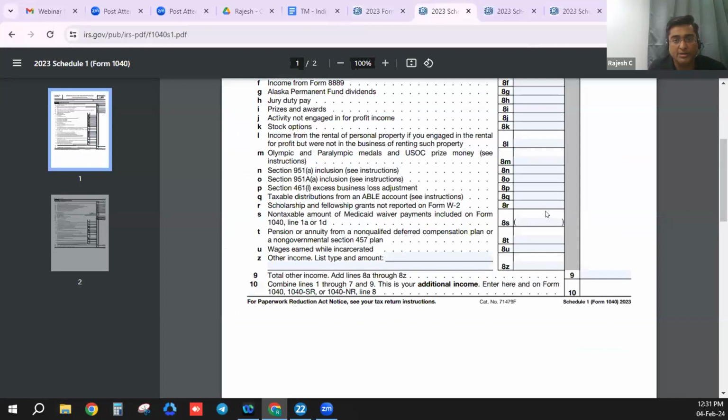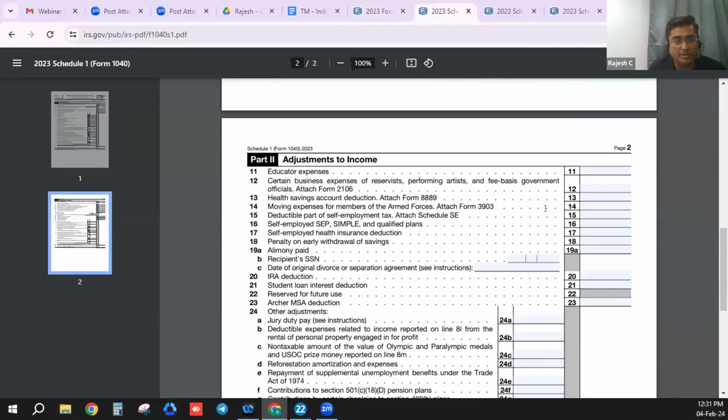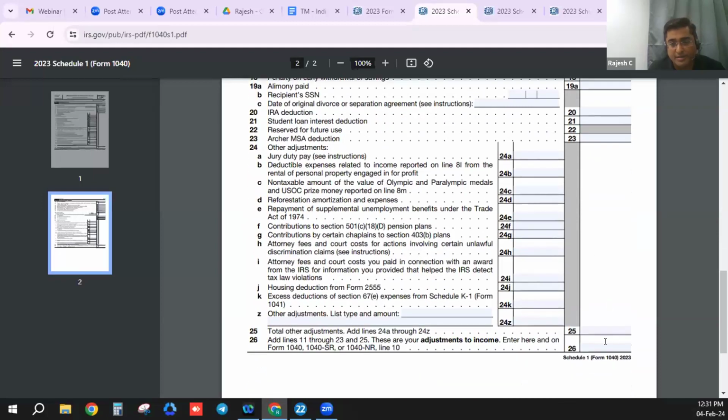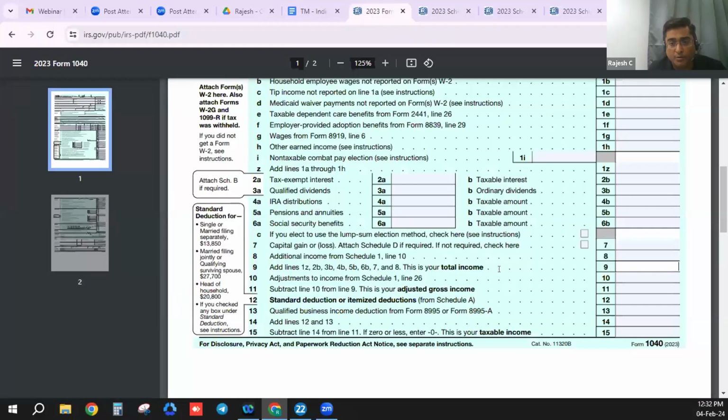You will see the additional income on page number 2, Schedule 1, Part 2, where you will get the adjustment to income. Whatever expense you incurred, like educator expense, moving expense, health savings accounts, you will get different deductions. These are also called the adjustment to income. After adjustment to income, it will flow into line number 10, and it's called the adjusted gross income. So there is a difference between total income and adjusted gross income.